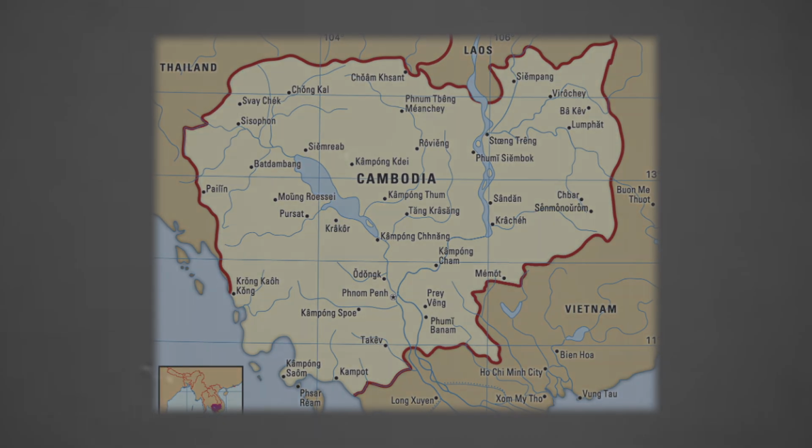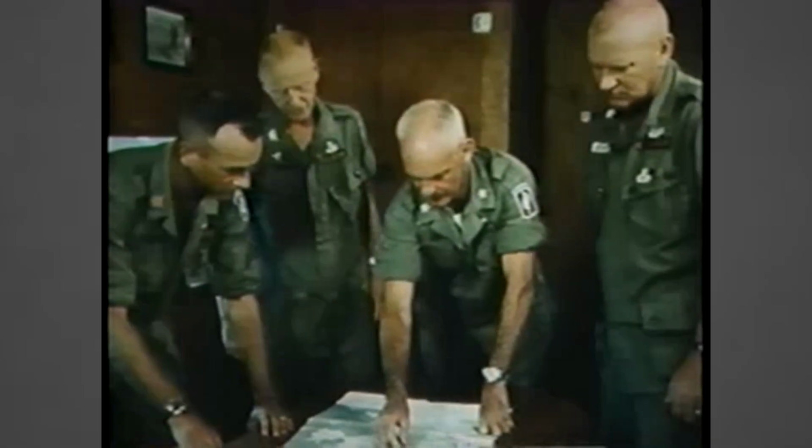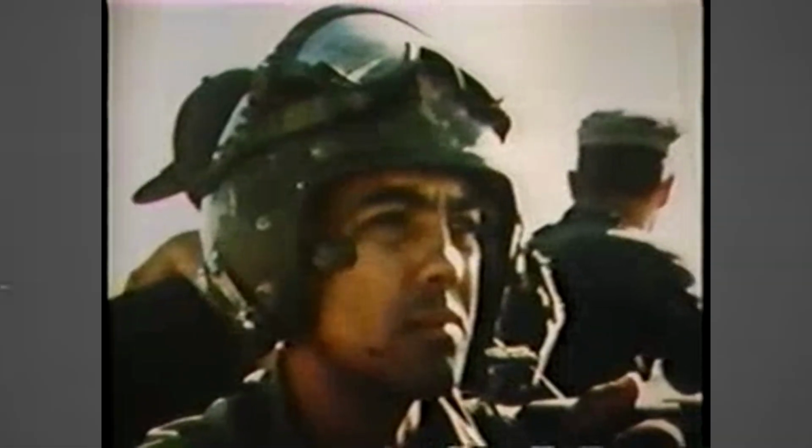In fact, the missions were so well guarded that even the pilots flying the planes didn't know what they were bombing. During the fights, over 2.7 million tons of bombs were dropped on Cambodia, which was more than 5 times the amount of what the US used against Japan in World War II.